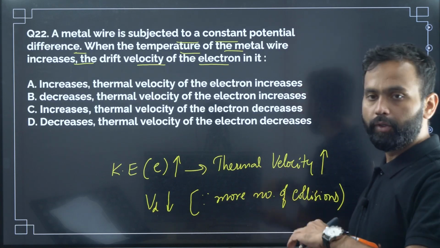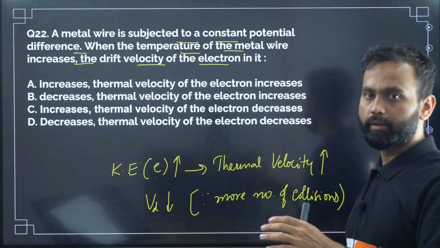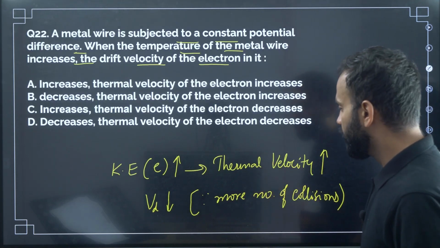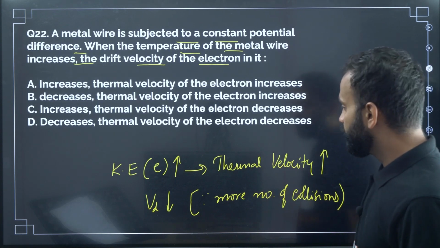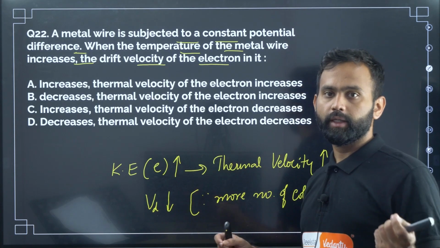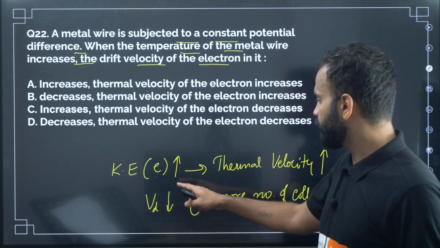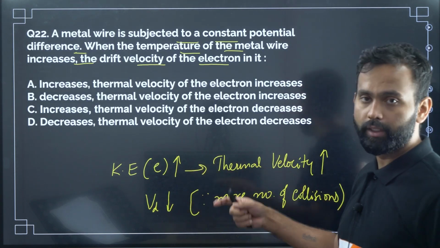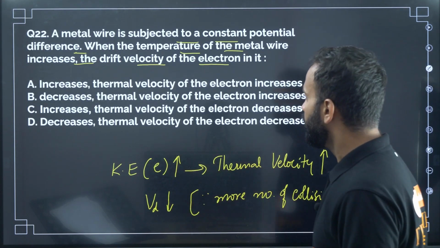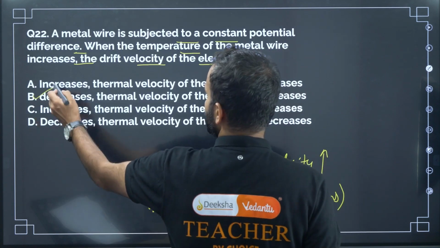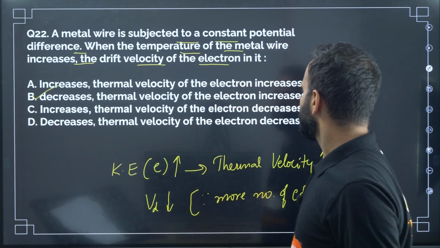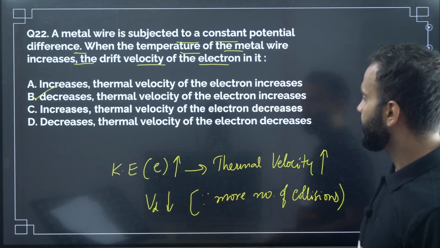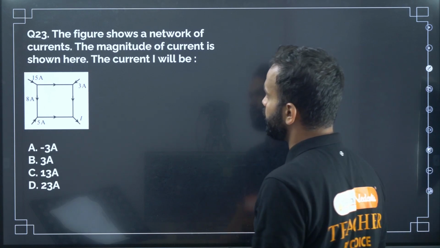If the number of collisions increases, what happens? The relaxation time will also be affected, right? The time taken by the electron to move from one end to the other end will increase. So drift velocity will decrease. The thermal velocity and kinetic energy of the electron increase. So the correct option is B, decreases. Next question, question number 23.